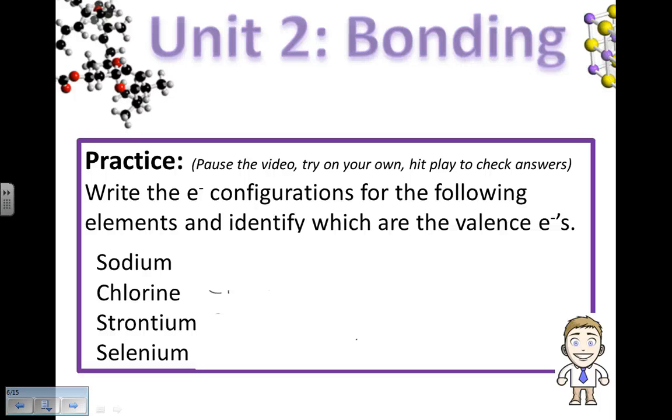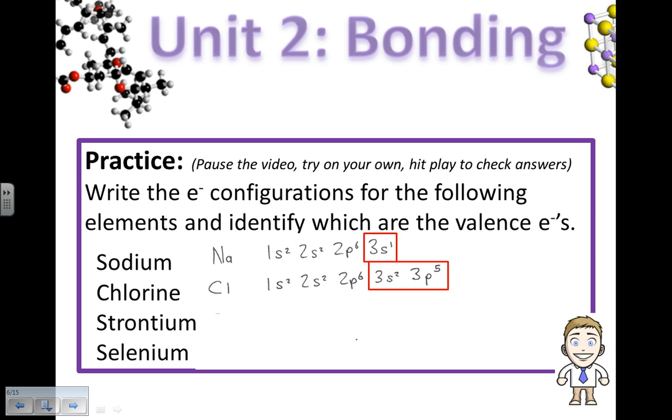Okay, so here's the official answers. If you do sodium's configuration, it goes up to 3s1. The highest energy level there, of course, is 3, which only has an s1, so that's sodium's 1 valence. Chlorine goes up to 3p5. Its highest energy level is also 3, but now there's s's and p's, so 2 plus 5 are 7 valence for chlorine.